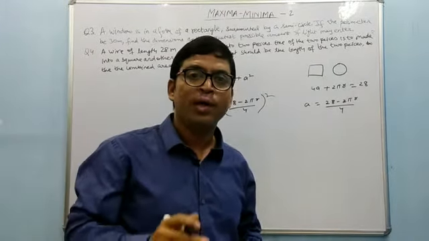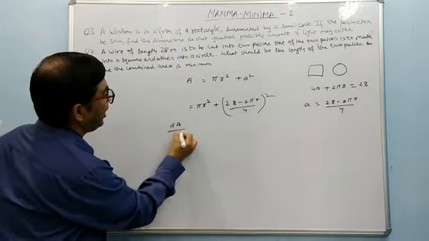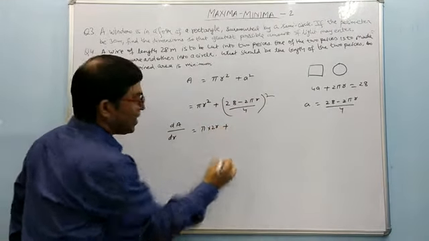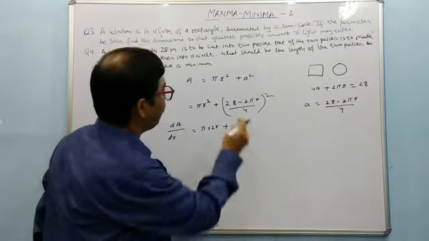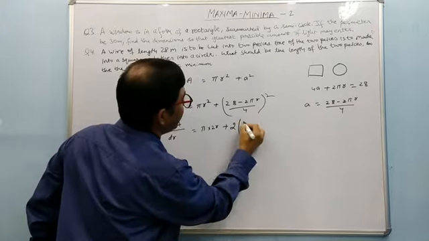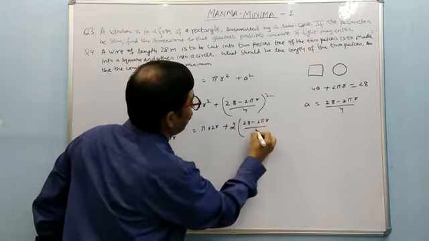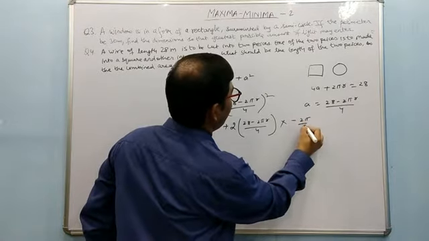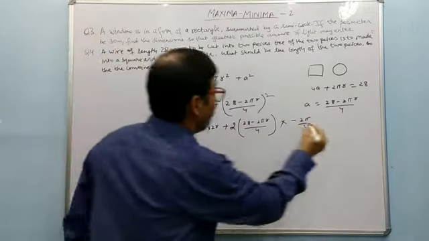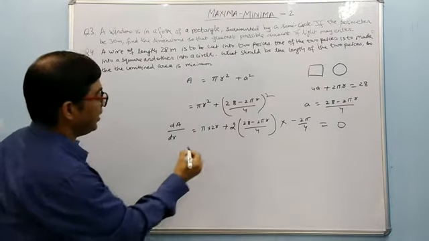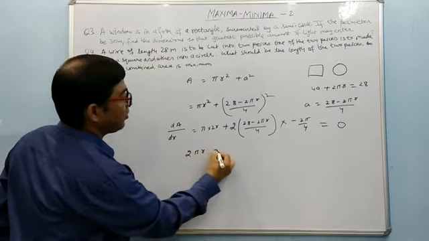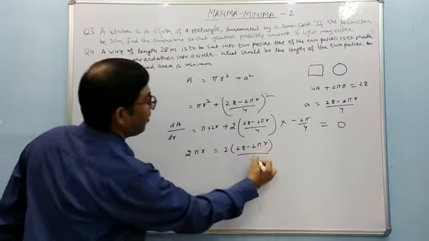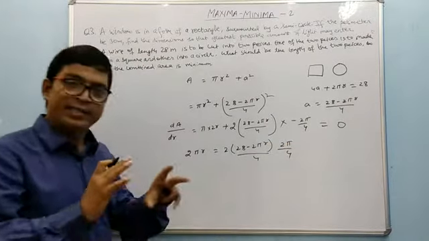We have to differentiate now, and on differentiation it is coming out to be dA by dr. What is that? Pi into 2r plus, just take help of the chain rule and differentiate it carefully. Something is square, so 2 into that thing, (28 minus 2 pi r) by 4, into the derivative, which is 28 by 4 is 0 minus 2 pi by 4, and that we have to put equal to 0. So what we are getting, see here, 2 pi r is equal to 2 into (28 minus 2 pi r) by 4 into 2 pi by 4. Just I separated the things.